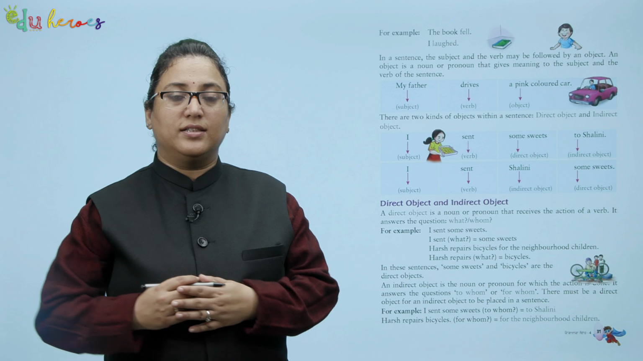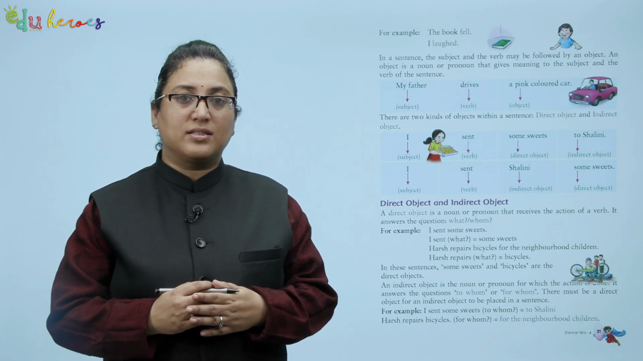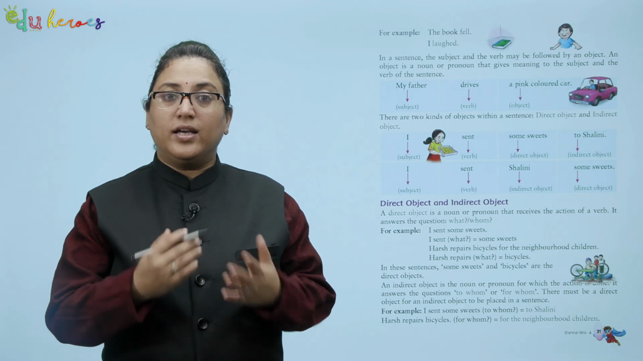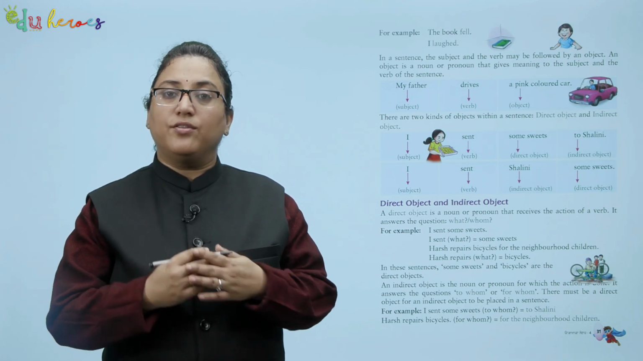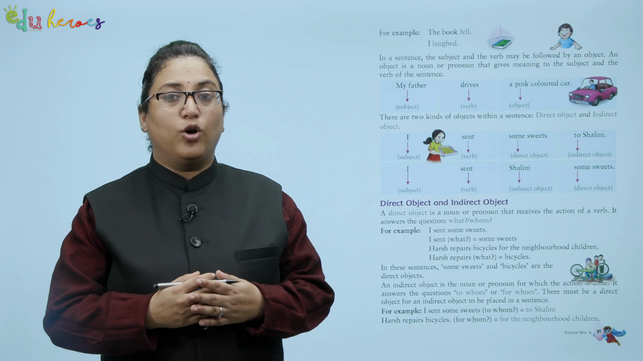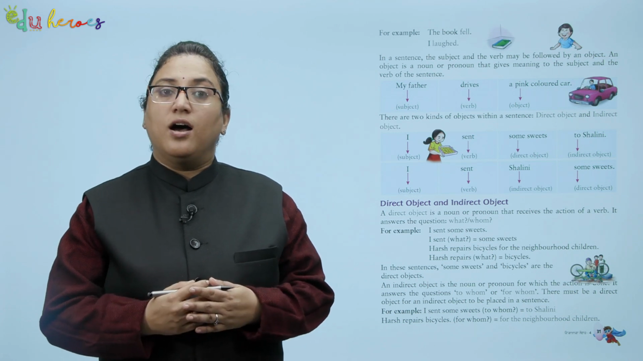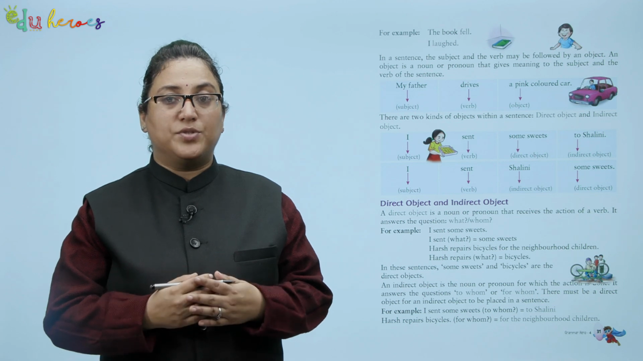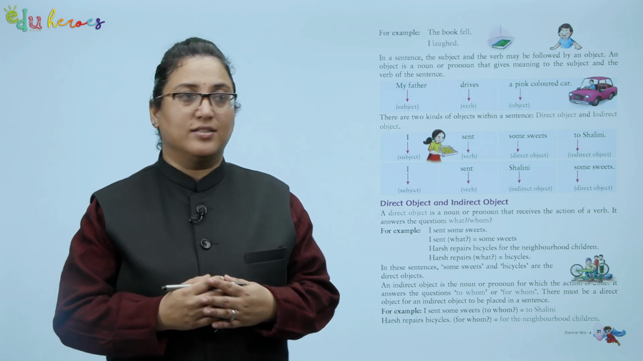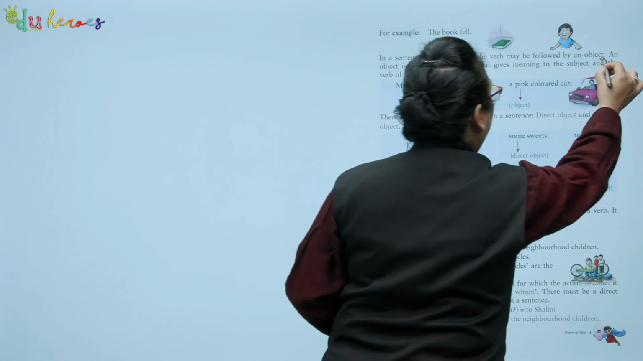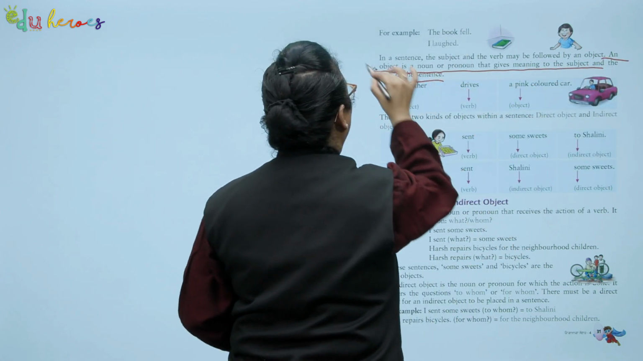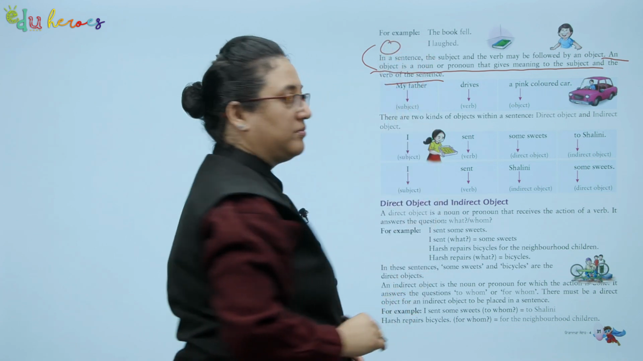Let's understand it properly through these examples. The book fell. I laughed. In a sentence, the subject and the verb may be followed by an object. An object is a noun or pronoun that gives meaning to the subject and the verb of the sentence. So, here to understand these verbs, you have to remember what is an object.